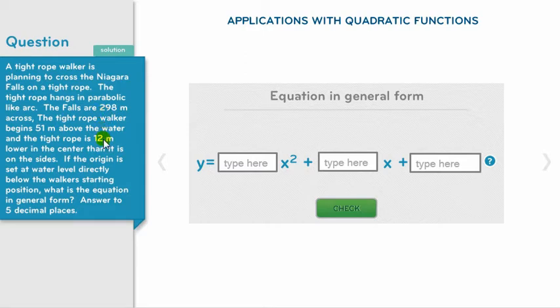Now we know that the tightrope is 12 meters lower in the center. If the walker starts 51 meters up and it gets 12 meters lower, that means that our lowest possible value is at 39 meters. So our vertex is going to be at 149 meters and 39 meters. We're going to use that information to help us get started.